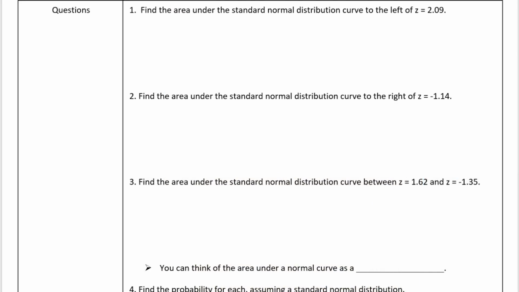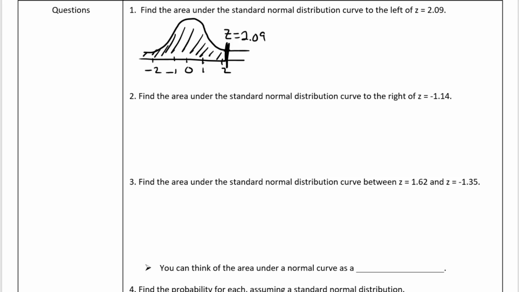Okay, so here they want us to find the area under the standard normal curve to the left of z equals 2.09. So we're going to go ahead and quickly draw that. So we have this guy. Remember at the center you have 0, 1, 2, and we're looking for 2.09. So, you know, around here we have z equals 2.09, and we want the area to the left of that guy. So we need to shade to the left.